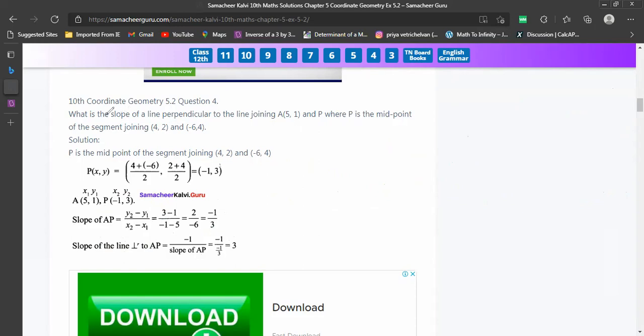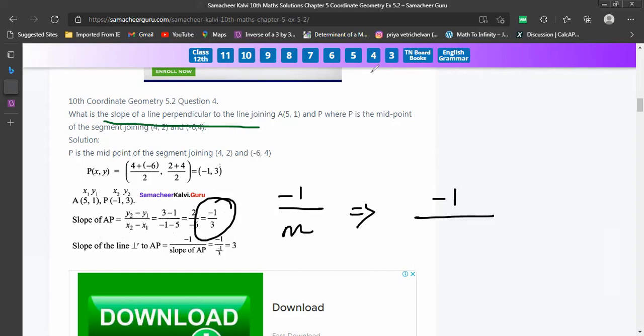And they said slope of a line perpendicular to the line. So it is perpendicular. Perpendicular means what you have to do, you have to go for this formula, minus 1 upon m. So this value is your m. You just have to substitute that value, minus 1 by 3 here. So it's minus 1 upon minus 1 by 3, which is 3.